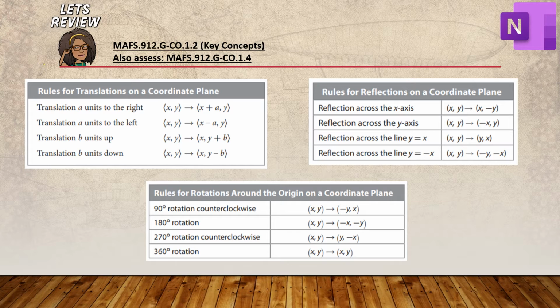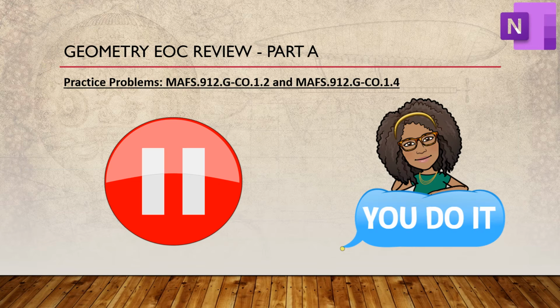At this time, go to your key concepts, pause the video, look at your key concepts, and familiarize yourself with and review all of the transformation properties that we went over at the beginning of the school year. Then you're going to go ahead and try the practice problems for these two standards. Once you've looked at the key concepts and you are ready to move on, go ahead and pause this video and work out the problems given for these standards.